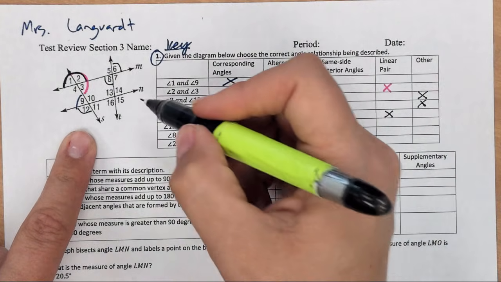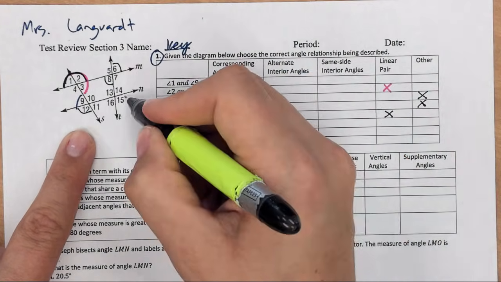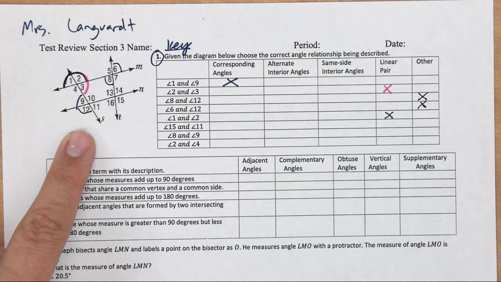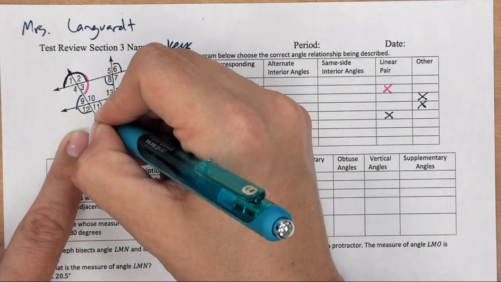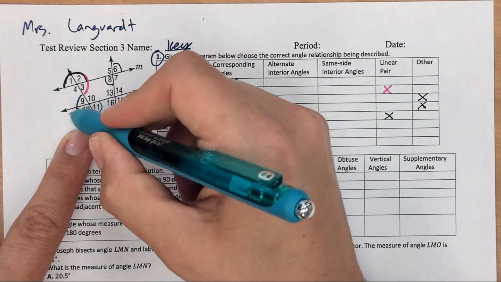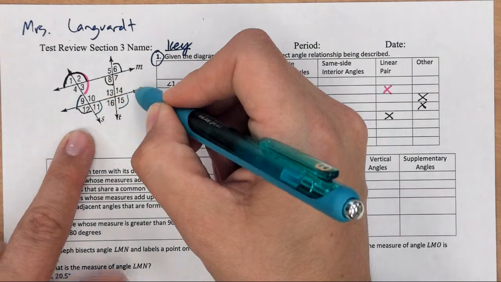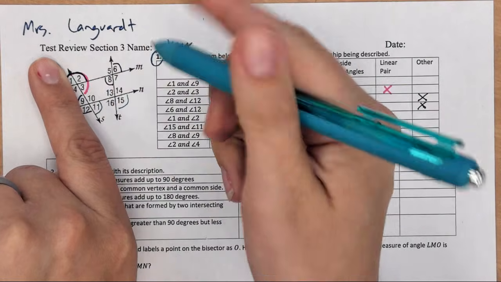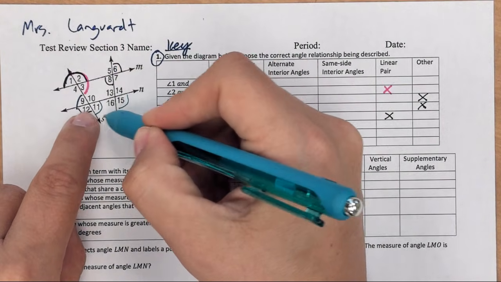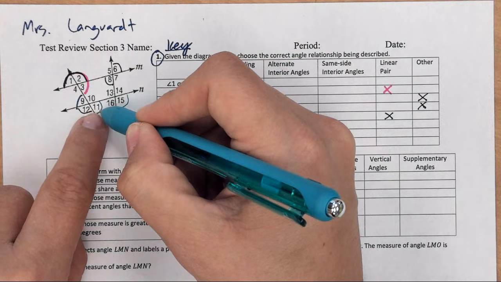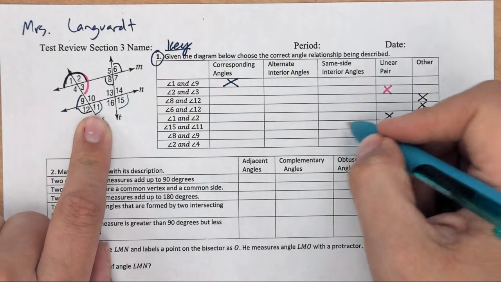15 and 11. All right, so if I find 15, let me go back. 15 and 11. So the transversal is N. They both lie on N. S and T. All right, so they're not on the inside of S and T. However, they're in the same location, bottom right corner. That would be corresponding again.